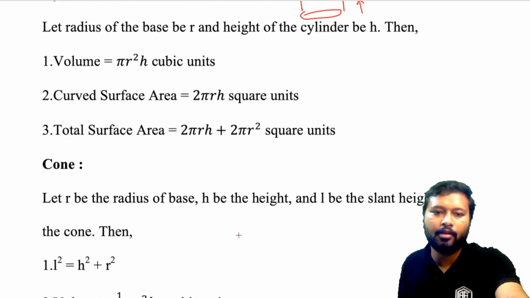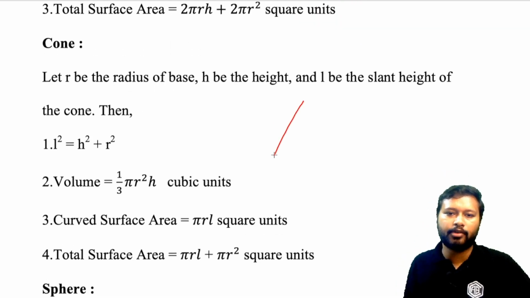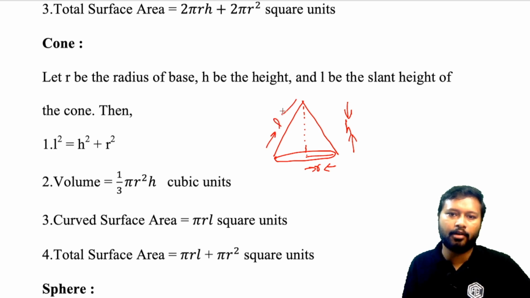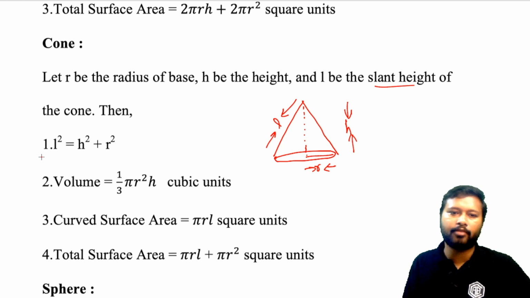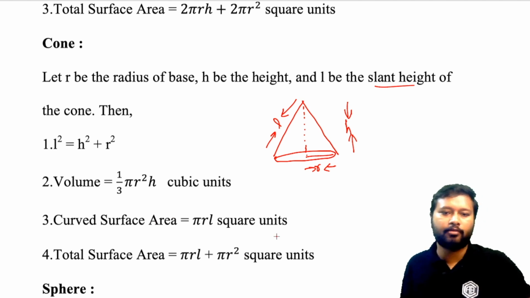Let's say we have a cone in which the height of the cone is h, this is the radius of the cone, and this is called the slant height l. Then l square is equal to h square plus r square. This is how you can calculate the slant height. Volume is given as 1 by 3 pi r square h, curved surface area is pi r l, and total surface area is pi r l plus pi r square.